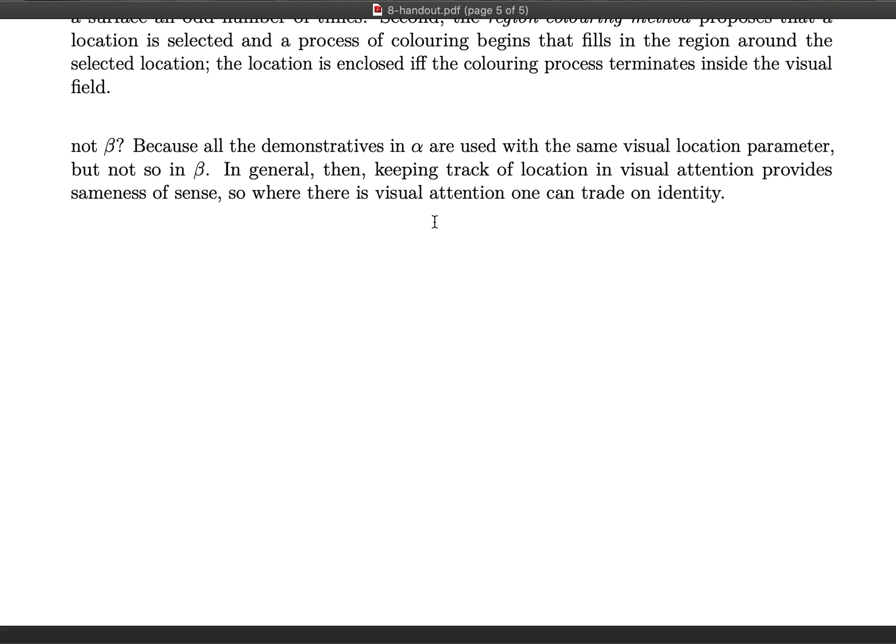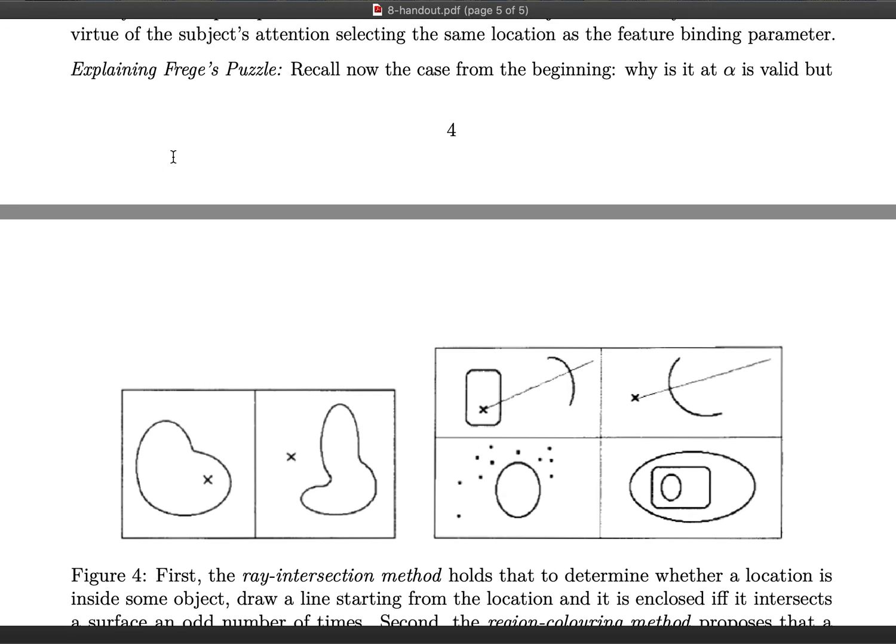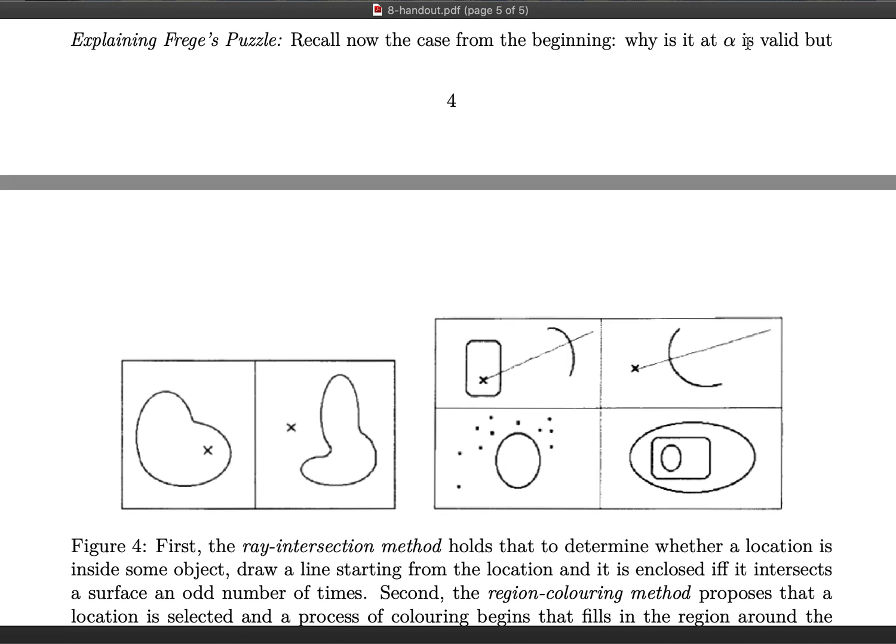Okay, so that is how Campbell can explain his contrasts in which inferences are licensed in terms of the sameness or difference of sense of the demonstrative, by relying on the cognitive science model of perceived location as binding together features of objects.